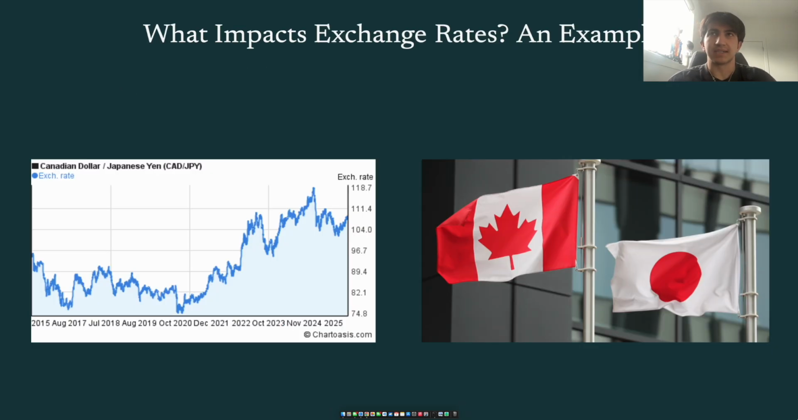Now we'll go over what impacts exchange rates. As you can see here, the Japanese yen has slowly been declining in value compared to the Canadian dollar, meaning each Canadian dollar is worth more and more yen. Now, this can be due to many different factors, such as the attractiveness of foreign investment, tourism, inflation rates, government policy, and trade. Let's go over two specific examples that may shift the nominal exchange rate.